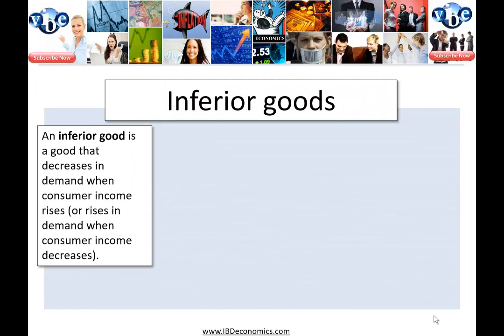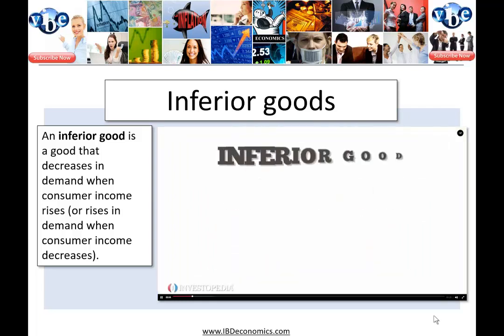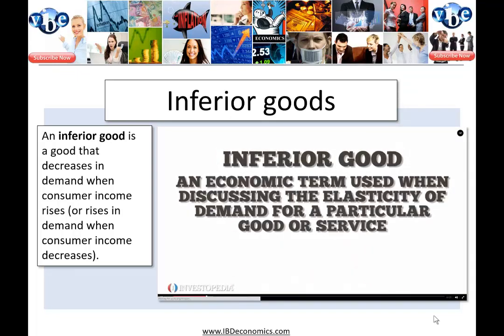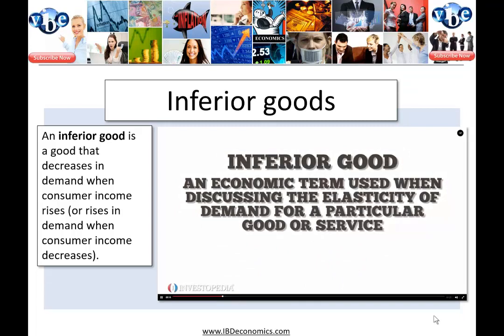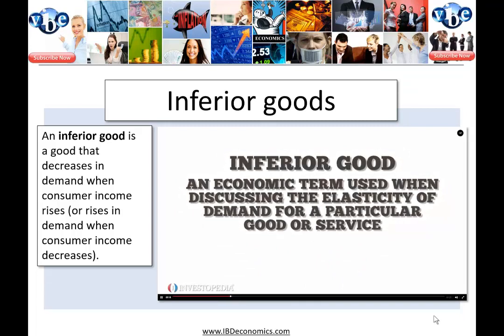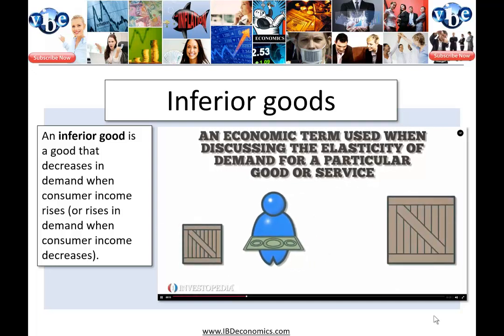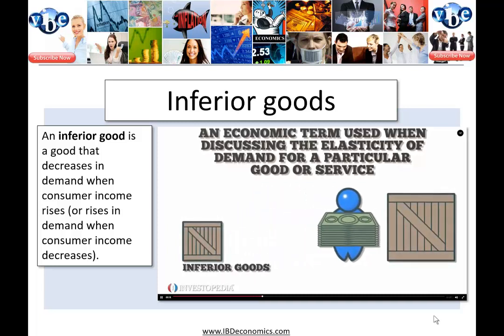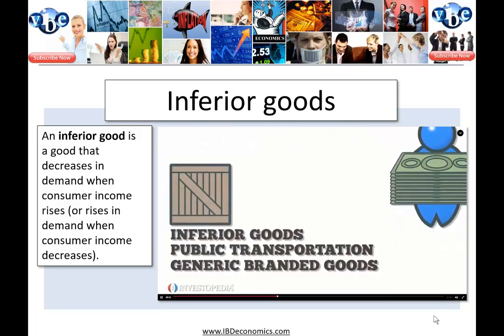Inferior goods being the opposite. The term inferior good does not describe a lack of quality, but rather is an economic term used when discussing the elasticity of demand for a particular good or service. Income elasticity of demand is a measure of how consumer demand changes for a good or service when consumer income changes. As consumers' income increases, the demand for inferior goods decreases. Examples of inferior goods are public transportation and generic branded goods.